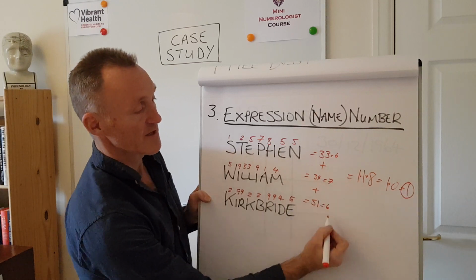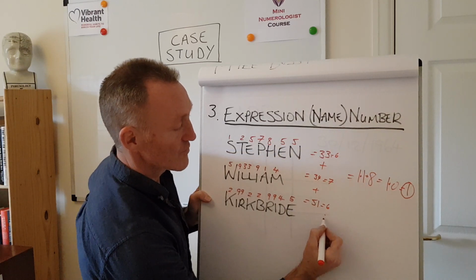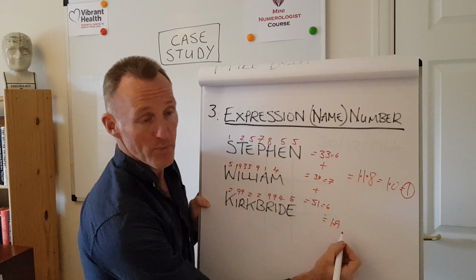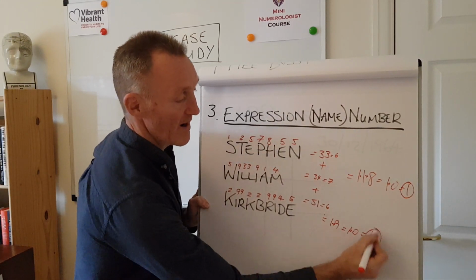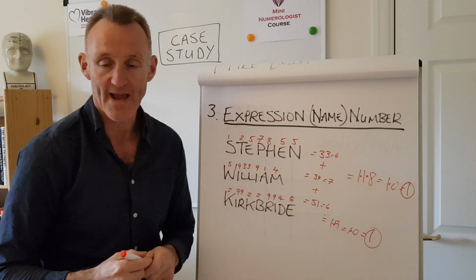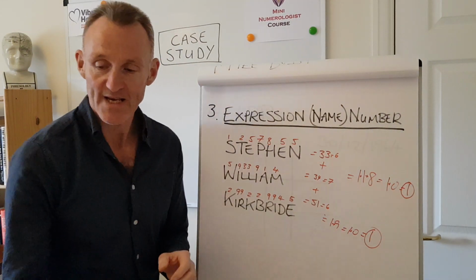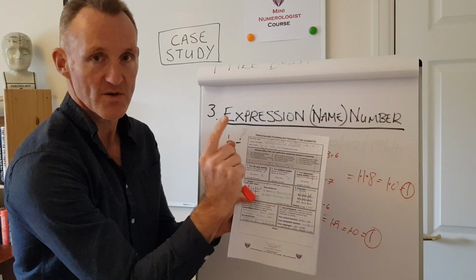6 plus 7 is 13, plus 6 equals 19. 1 plus 9 equals 10. 1 plus 0 equals 1. Okay, so it's cross-checking again. Stephen is an expression number 1, which we put in box number 3.